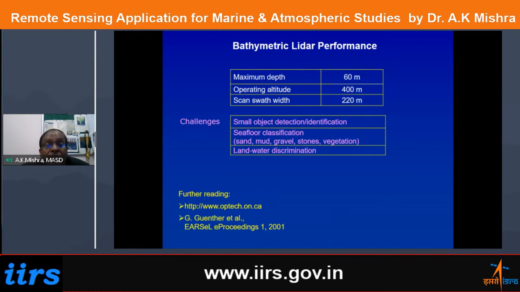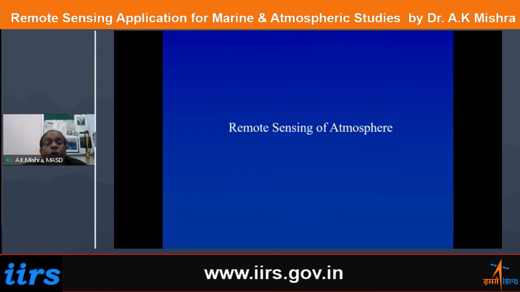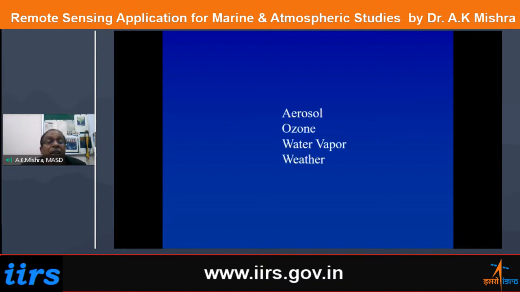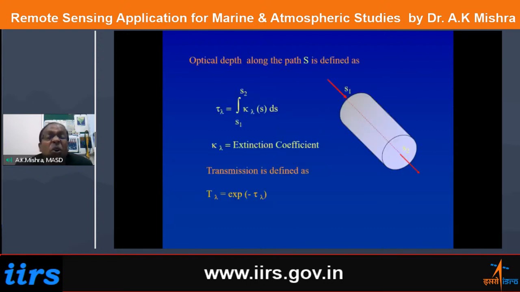So further, I have given the website, you can explore. And now we will focus on remote sensing of atmosphere, where you can study about aerosol, ozone, water vapor, and weather. So aerosol optical depth is defined here, and if you know the extinction coefficient, then integrating over the whole atmosphere, you can get the aerosol optical depth. And if you take the exponential of it, you will get the transmittance of the atmosphere.